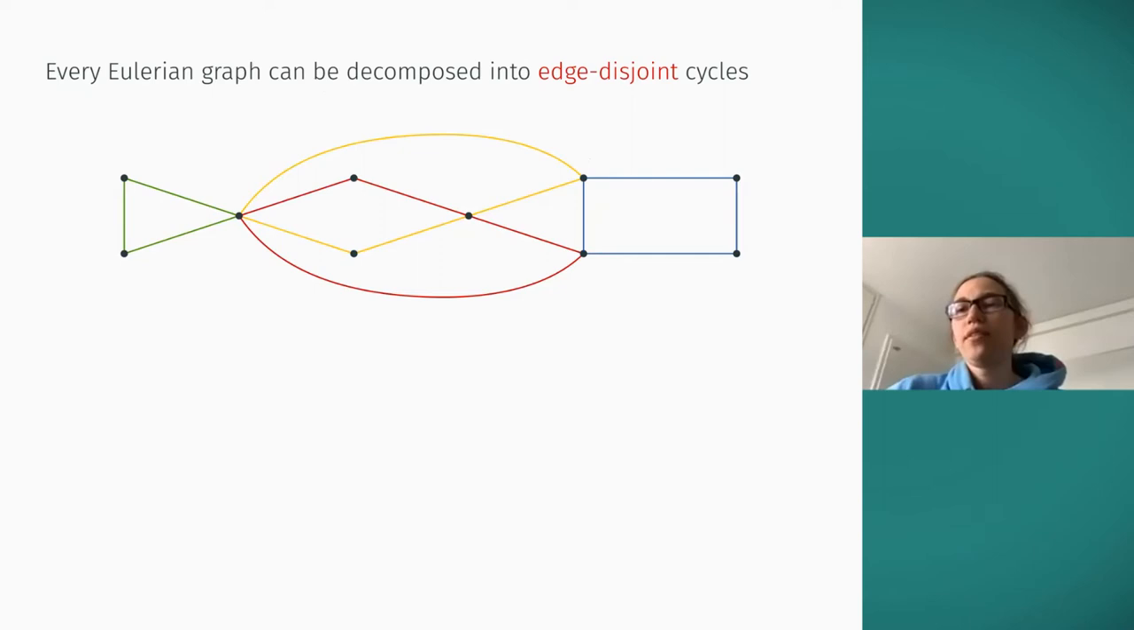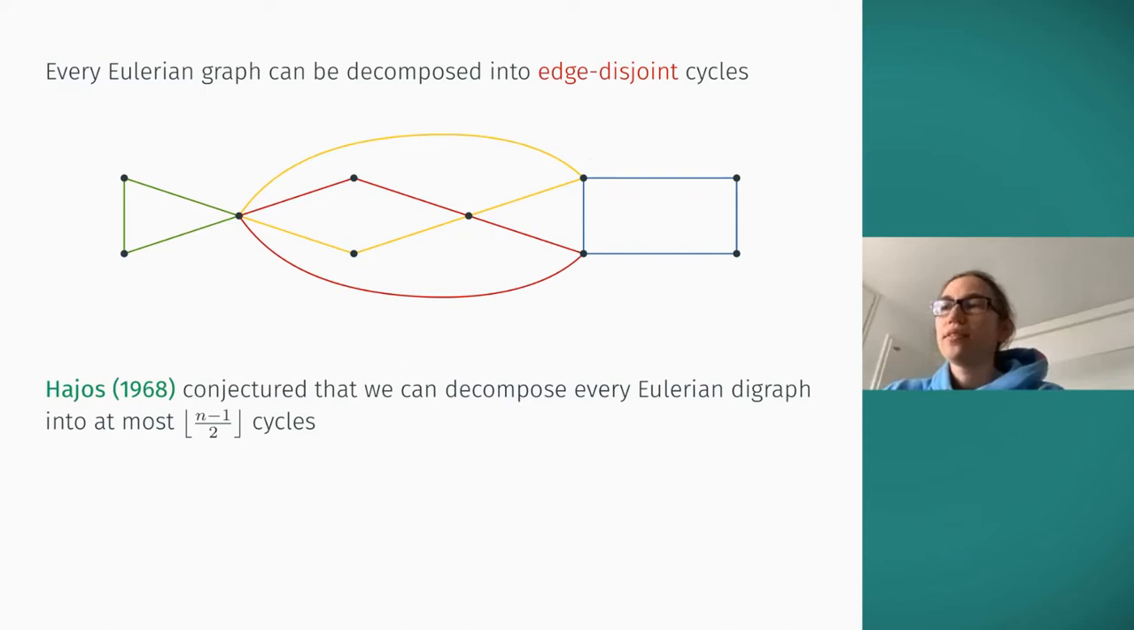And Hajós conjectured in the 60s already that we can always do this with very few cycles. In particular, you can always do it with (n minus 1) over 2 cycles. And this problem is hard.